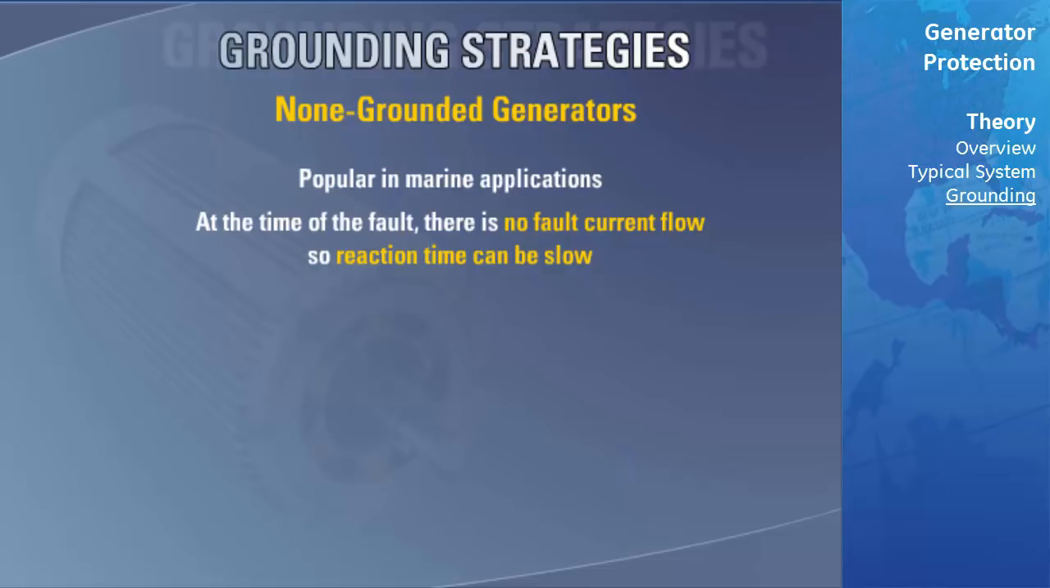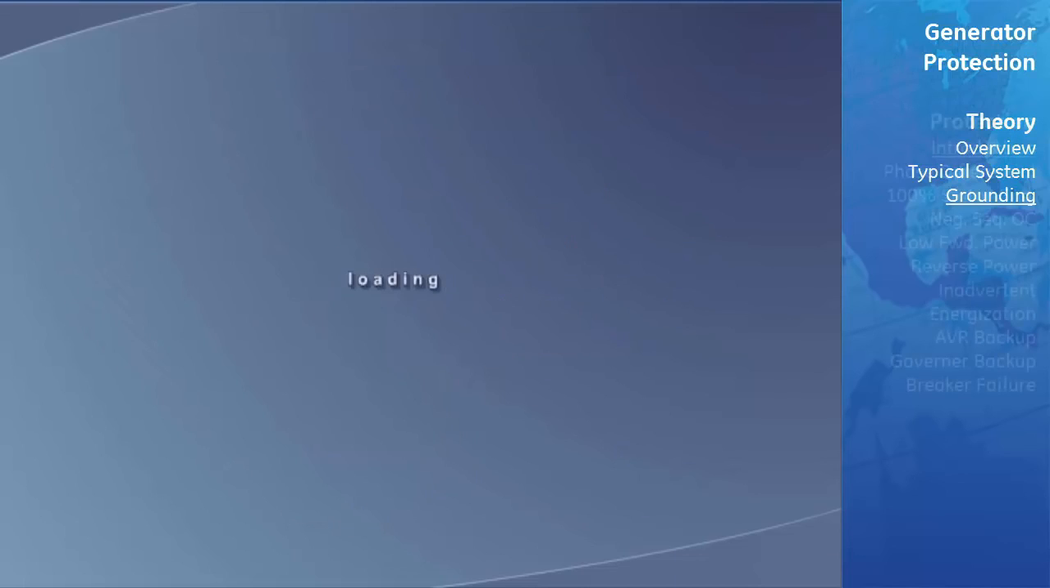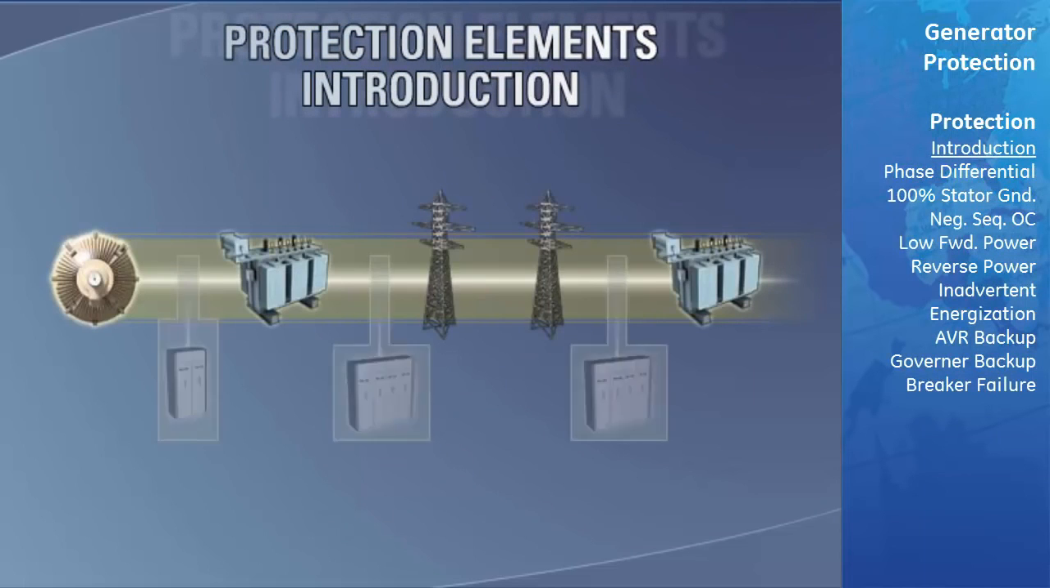Detection is difficult due to the lack of current. Voltage elements such as neutral displacement are typically used to detect such faults. In this section, we will discuss the most common protective elements used within generator protection schemes.